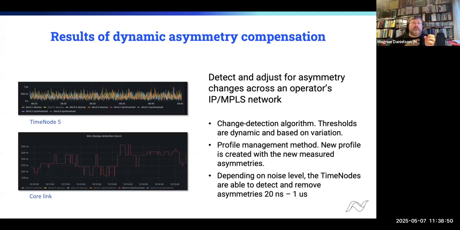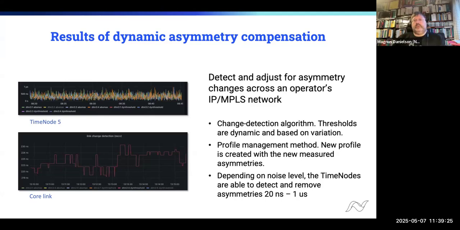You cannot have a static value that will fix it for everything. Some links are noisy, others are not, but it also changes. So you need to have thresholds that are dynamic and based on the variation of the actual link that you're operating from. That turned out to be important, because otherwise you can miss things or you can overreact if you're using the wrong thresholds for detecting these shifts.